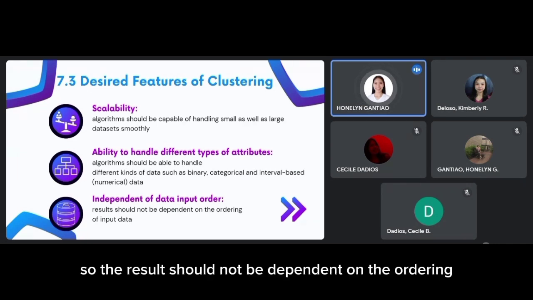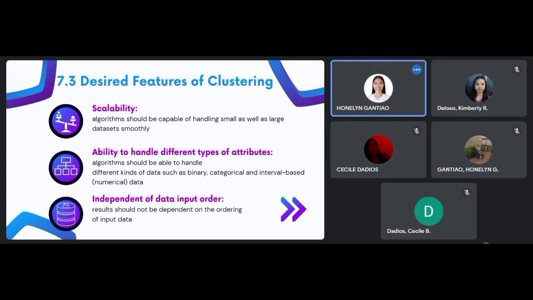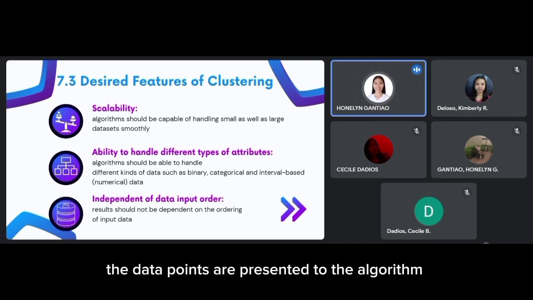The third one, independence of data input order. The result should not be dependent on the ordering of input data. The result of clustering should remain consistent regardless of the order in which the data points are presented to the algorithm.